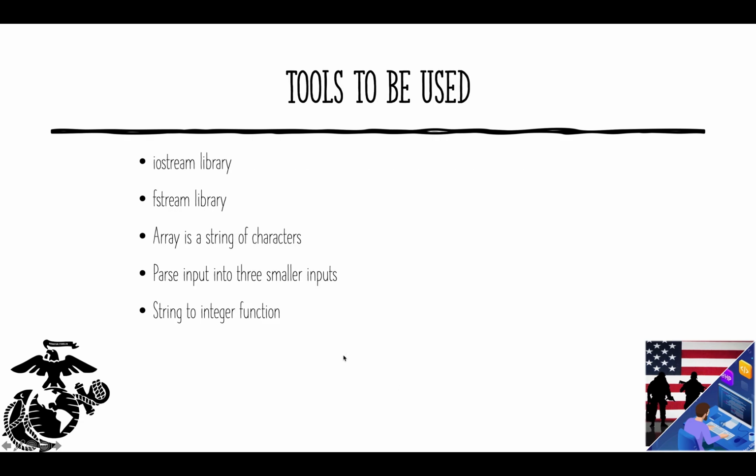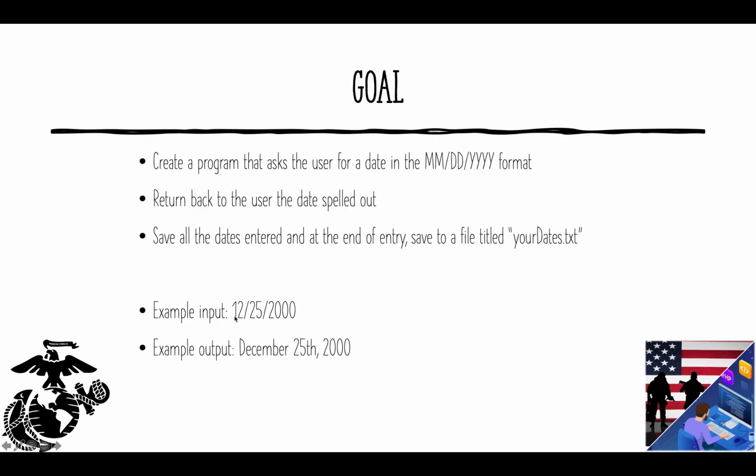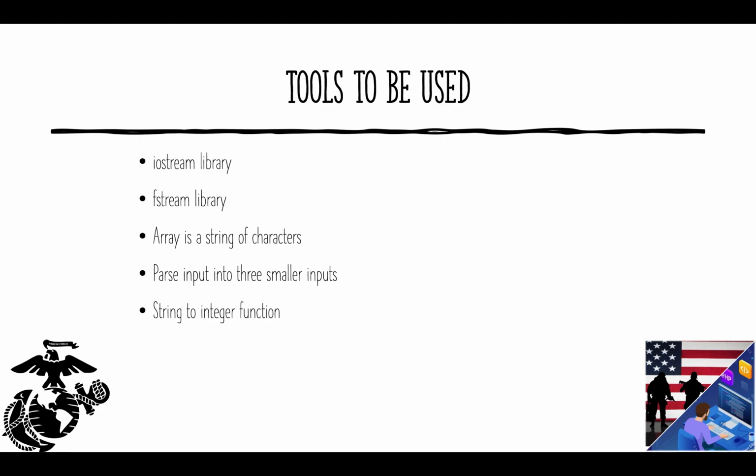So tools to be used, we're going to use the iostream, we're going to use the fstream because we're going to write to a file. Something that we haven't really covered yet, an array is a string of characters. We're going to talk about that. We want to parse our input into three smaller inputs. So we're going to take this one very large input here, which is 1, 2, 3, 4, 5, 6, 7, 8, 9, 10 characters long, and we want to parse it into three smaller ones containing the 12, containing the 25, and containing the 2000.